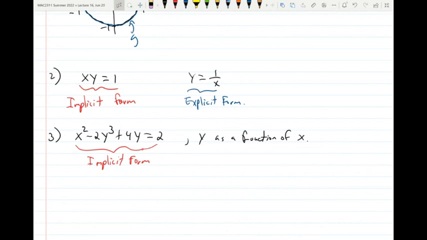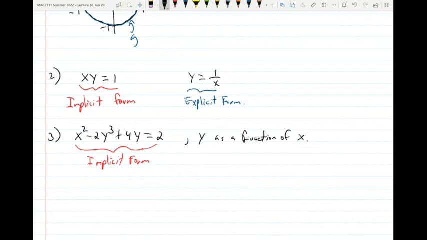Can you solve for y here? Can you give me an expression for y? You can try as hard as you can. You're not going to be able to do this. But nevertheless, there is a function here, y is a function of x, and we are interested in finding what is y prime, what's y double prime, and all of these pieces. So this is what we want to study now.